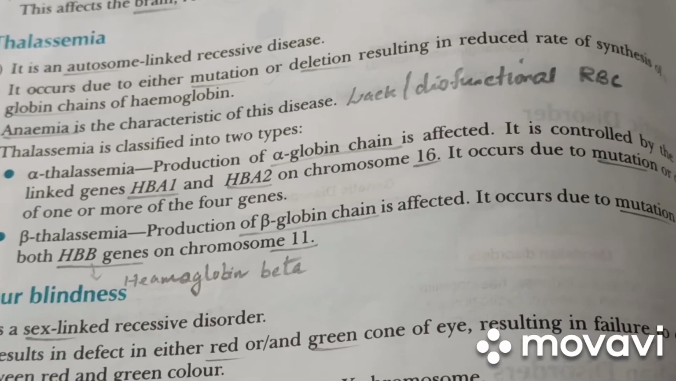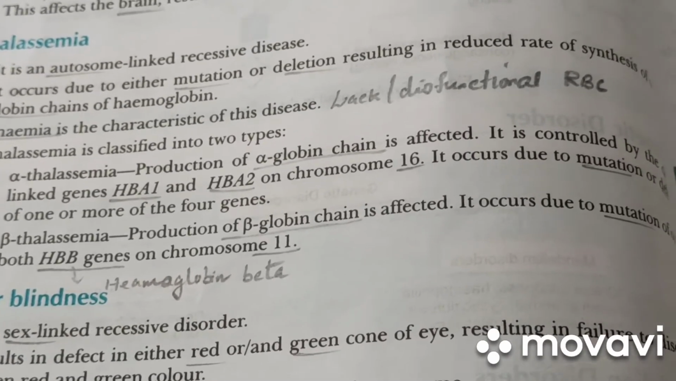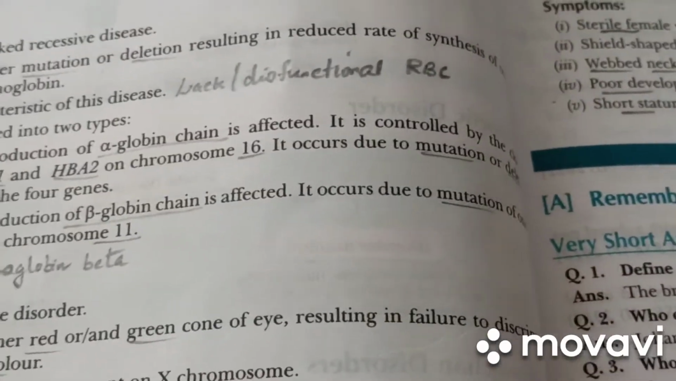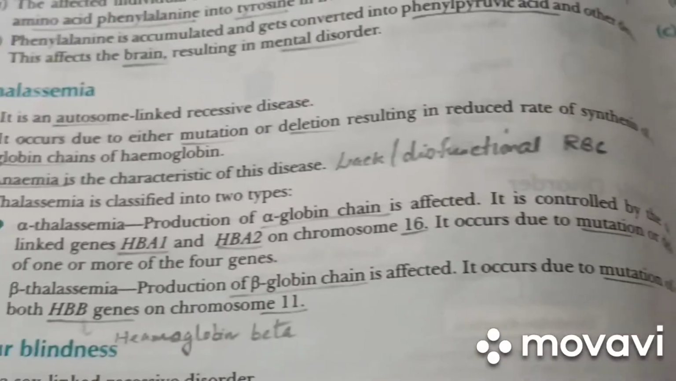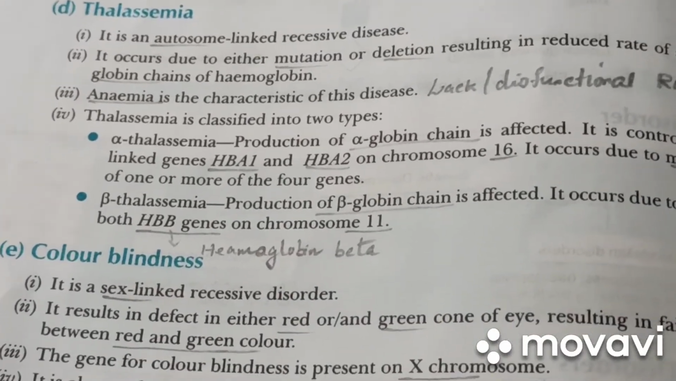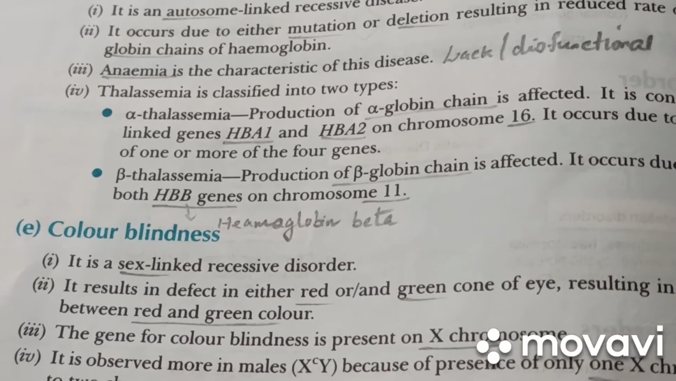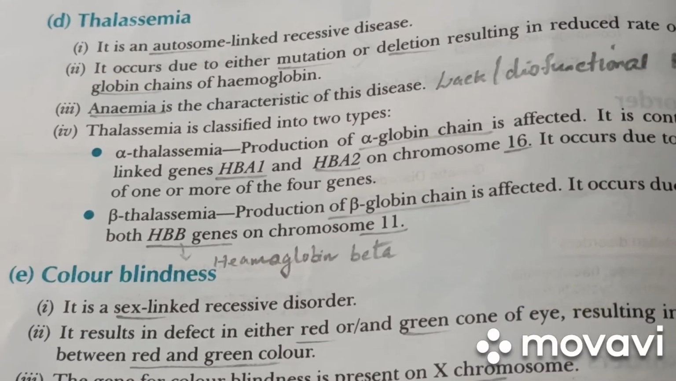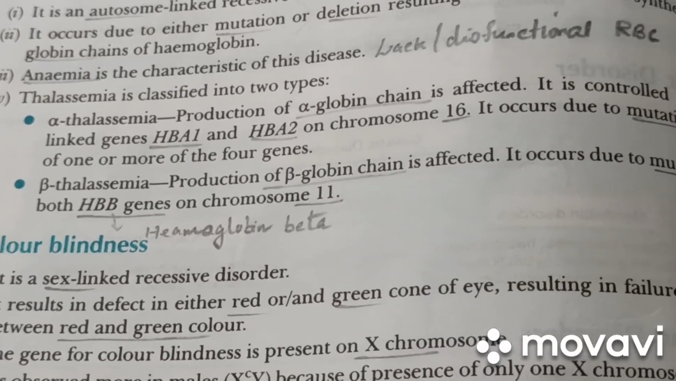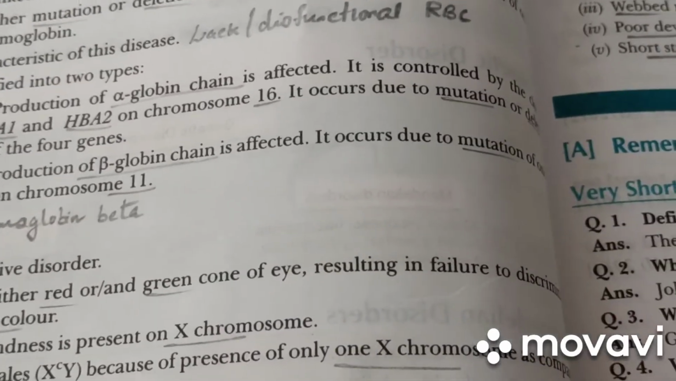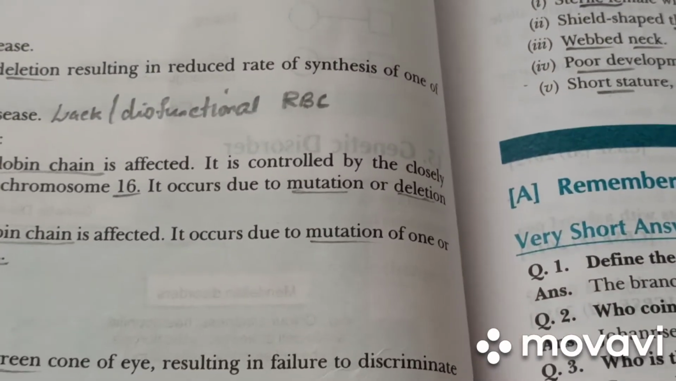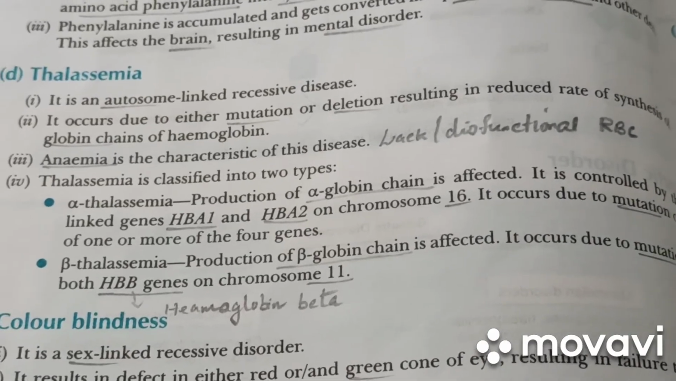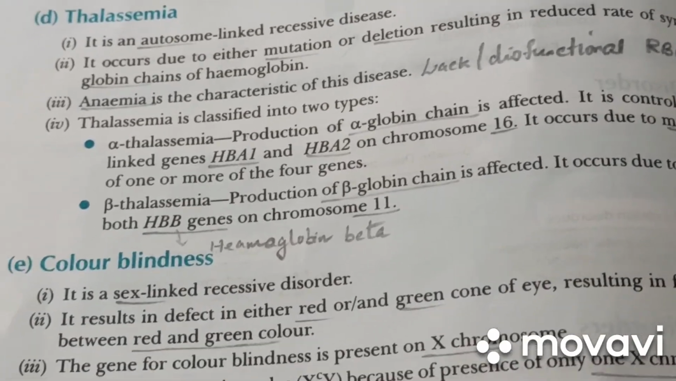Beta thalassemia means production of the beta globin chain is affected. There it was the alpha globin chain, here the beta globin chain is affected. It occurs due to mutation of one or both hemoglobin beta genes on chromosome 11. Chromosome number 11. Clear? So in beta thalassemia, production of the beta globin chain is affected due to mutation of one or both hemoglobin beta genes on chromosome 11.